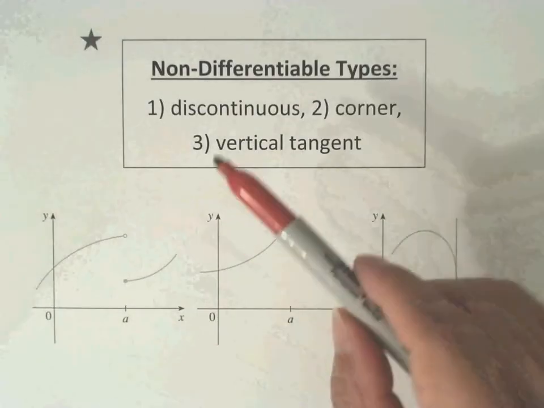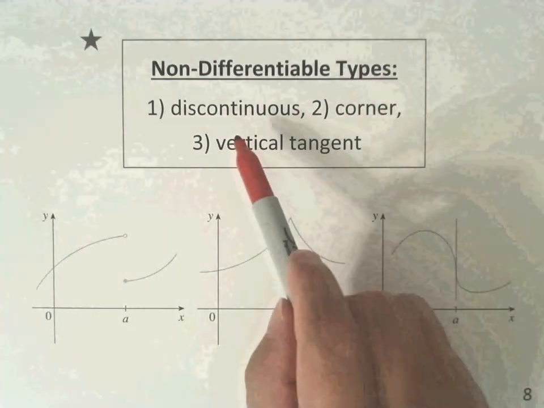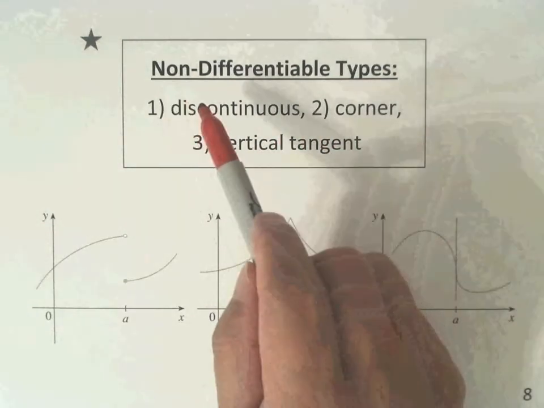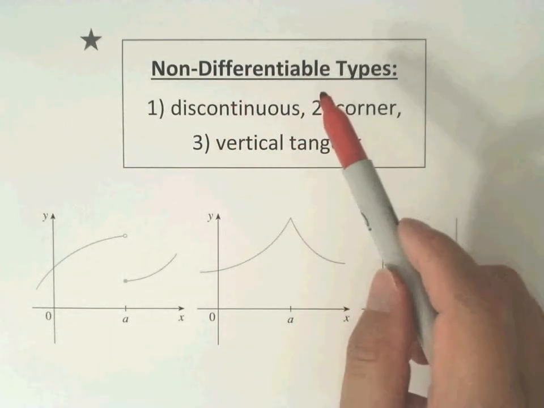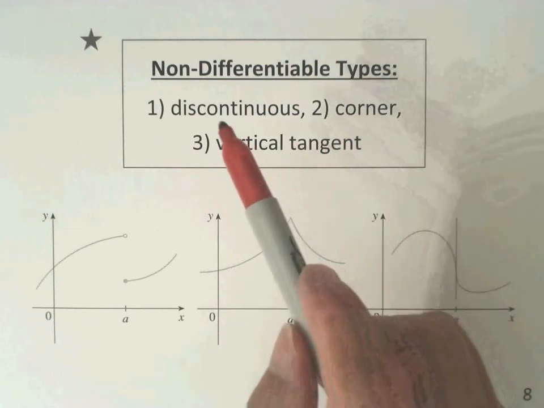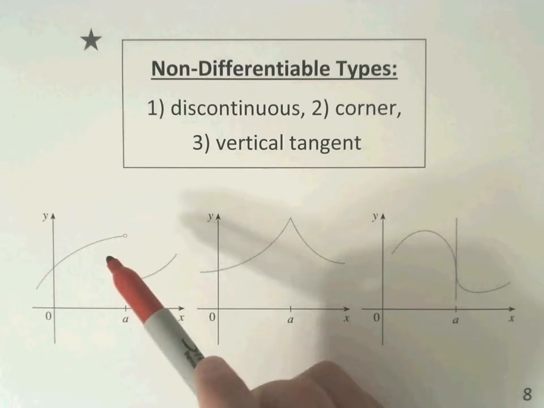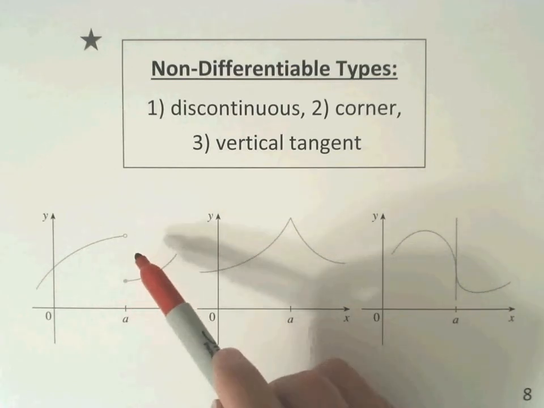I'm going to explore a little bit more. We're talking about the non-differentiable. What does it mean? I already listed to you how many types of non-differentiable. We have only three. The first is discontinuous. For example, the first.